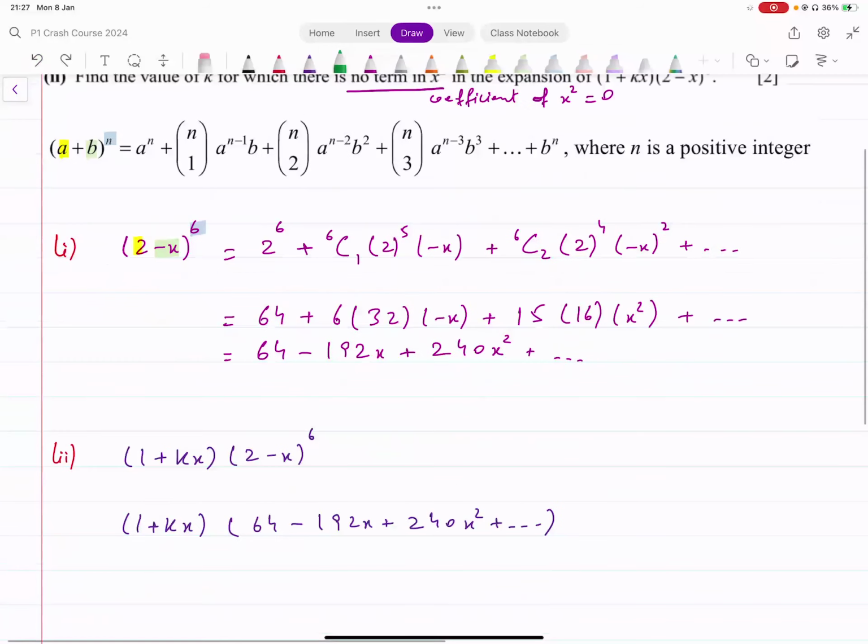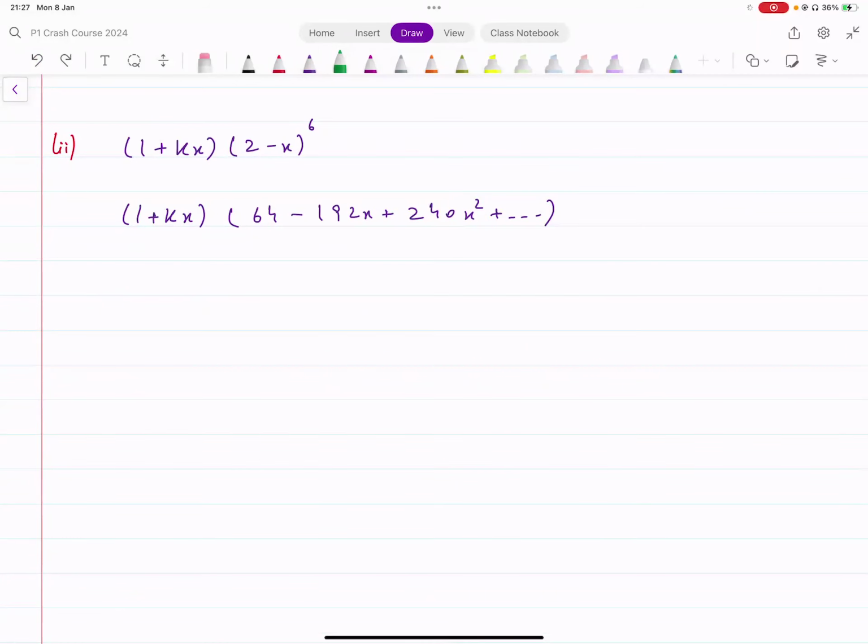Again, we don't have to multiply this whole thing. You can if you want to, but it's not required. What would you multiply 1 by to get x squared? You want the x squared term, right? What would you have to multiply a constant by to get x squared? You'll have to multiply the constant with the x squared term, right?